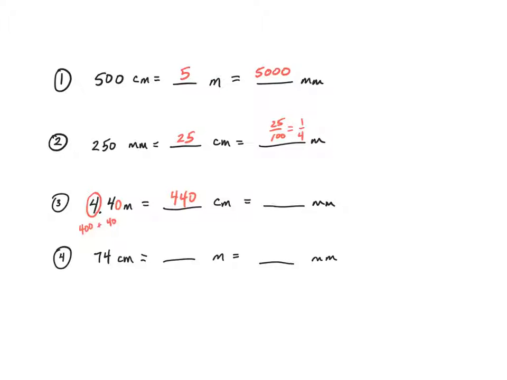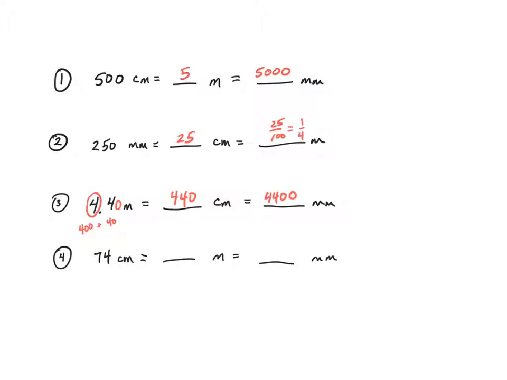Now I'm trying to find out how many millimeters that is. There are 10 millimeters inside every centimeter. So I just need to multiply those centimeters times 10, which means I'm going to put an empty place value in the end and bump everything over one place value, 4,400.